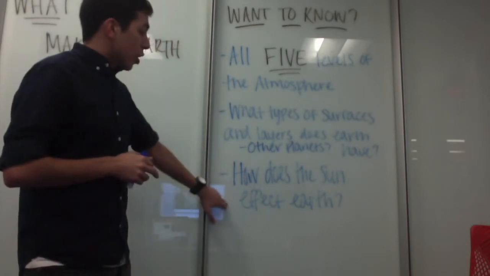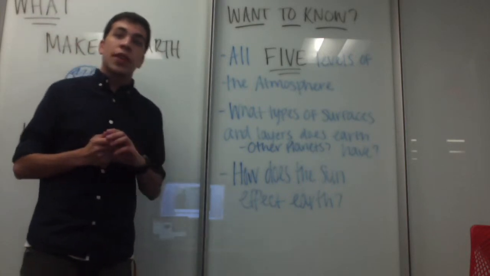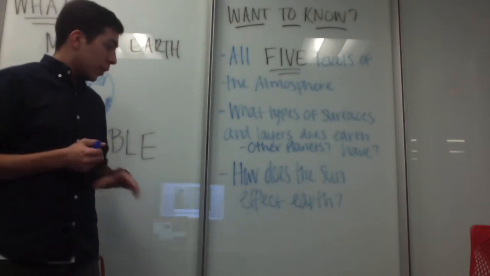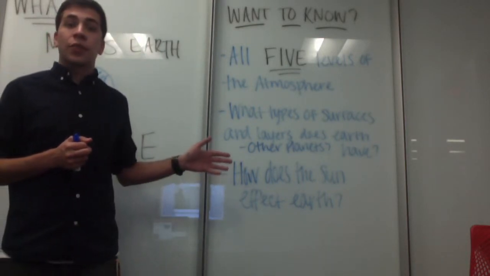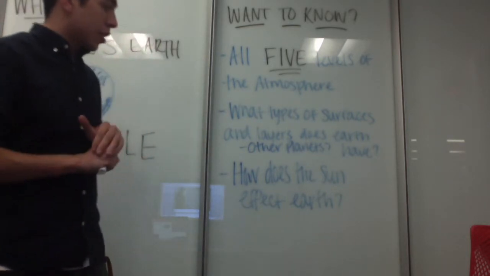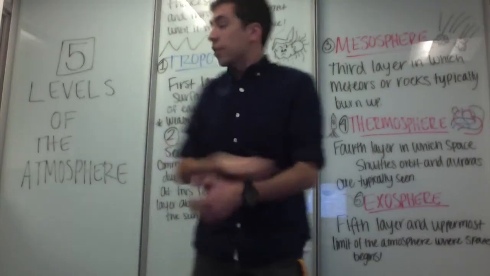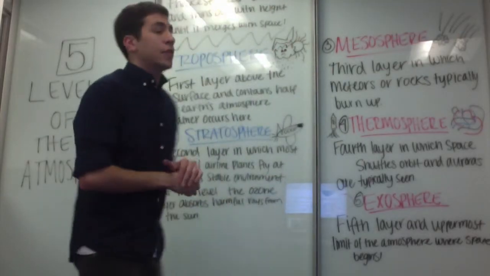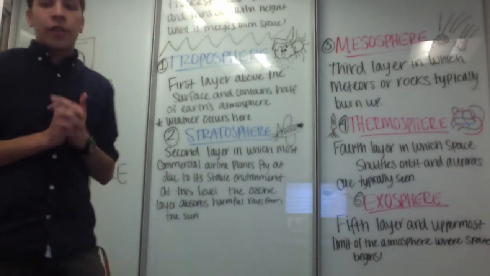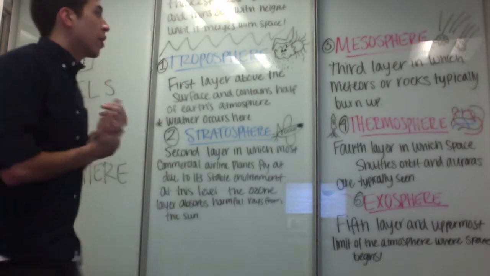And then we'll finally talk about how the sun affects the Earth, which is probably one of the most important points that we'll get into. We'll talk about great effects of the sun, and then we'll talk about dangerous effects of the sun and how it could potentially harm us rather than help us. So next we'll talk about the 5 levels of the atmosphere, which are very crucial to making Earth a habitable place for humans to survive and live.